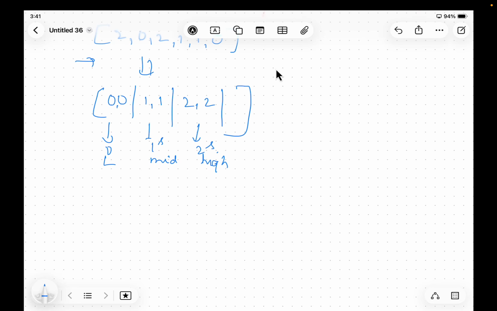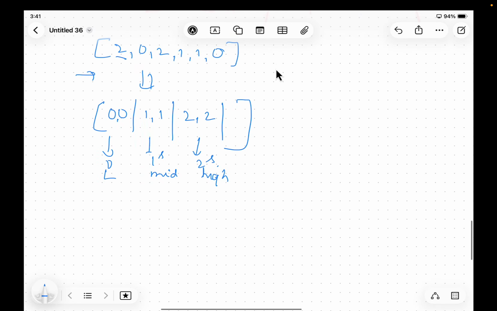So the simple idea is that if you look at the element, suppose my first element is 2. So where should 2 go? To the end. In the whole array, 2 should go to the end. Look at 0 now. Where should 0 go? 0 should come first, right? And all the numbers apart from 0 and 2 should go in the middle, correct?